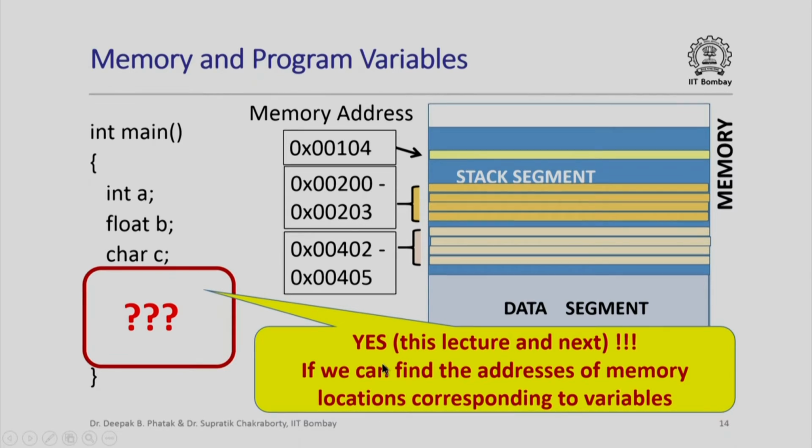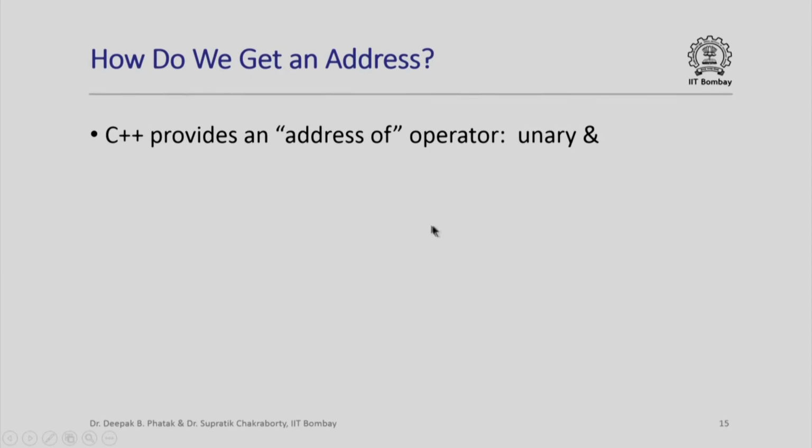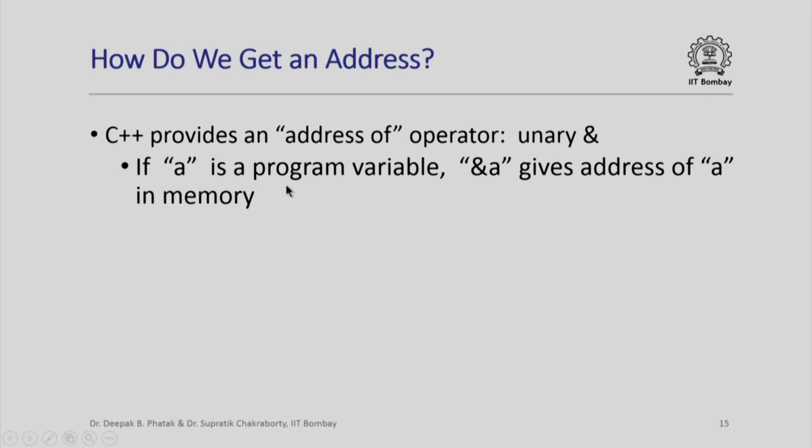But in order to do that, we must first be able to find the addresses of memory locations corresponding to different variables. I must be able to first find the address of the locations corresponding to variable A before I can use that address to access the locations corresponding to variable A. Now, in C++, we have a special operator which I will call the address of operator. It is represented in programs by this ampersand symbol, and it is a unary operator, and we can use this operator to basically get the address of a variable. So, if A is a program variable, ampersand A will give us the address of the variable A in memory.